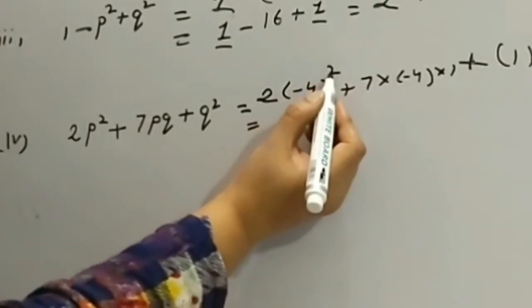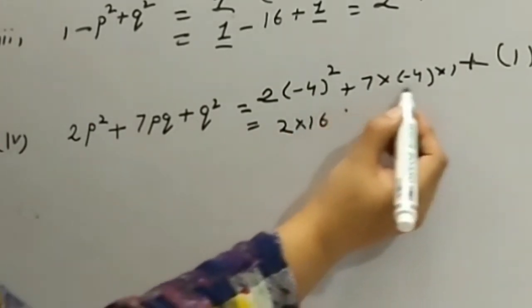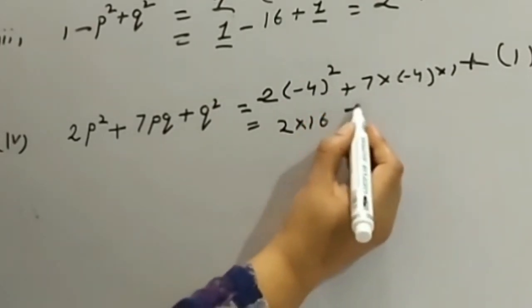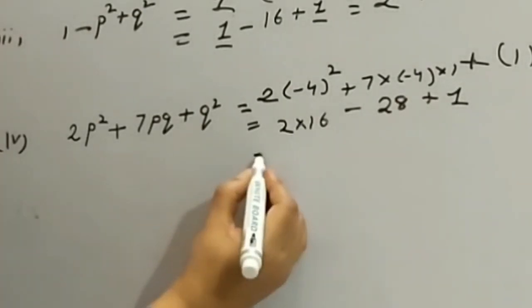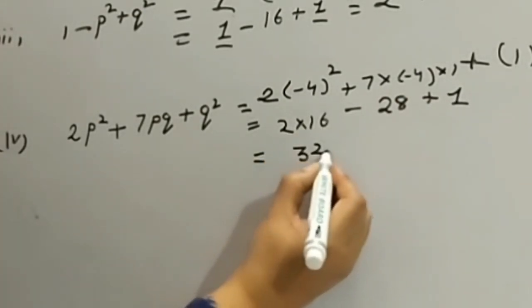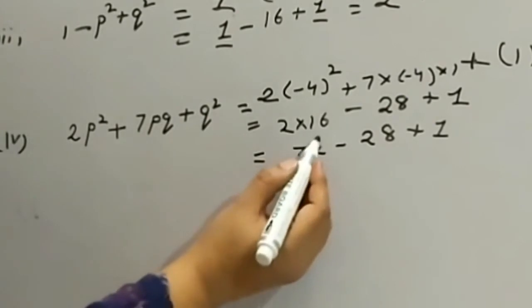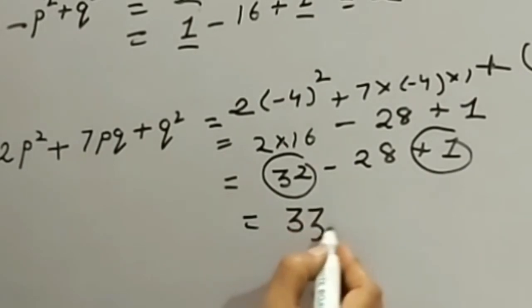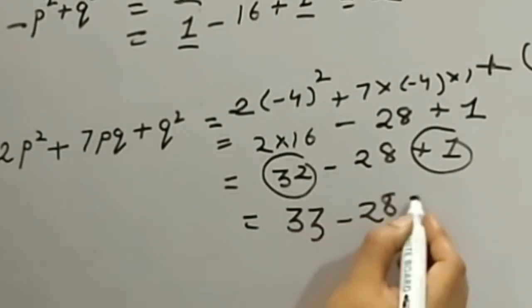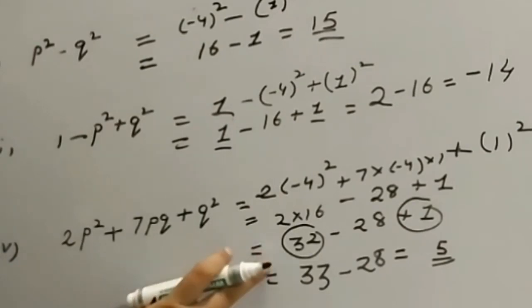Minus 4 square is 16. So it becomes 2 into 16. Again do simple multiplication of integers. Plus into minus, minus 7 fours are 28. Plus the square of 1 is 1. Solve: 16 into 2 is 32 minus 28 plus 1. As we are told, first you add the positive integers and convert to one positive integer. So 33 minus 28, the answer is 5. Most of the time the mistake occurs when you reach the last stage. So be very attentive while doing the last step here.